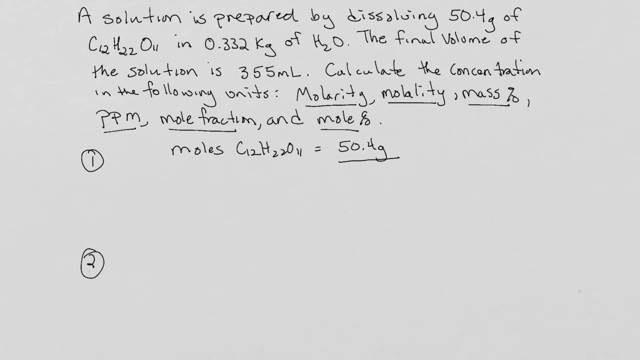So if I add up all of these, 12 carbons, 22 hydrogens, 11 oxygens, I get 342.3 grams per mole. So if I do my division here, I get 0.1472 moles C12H22O11. Okay. So now I have my moles of solute.